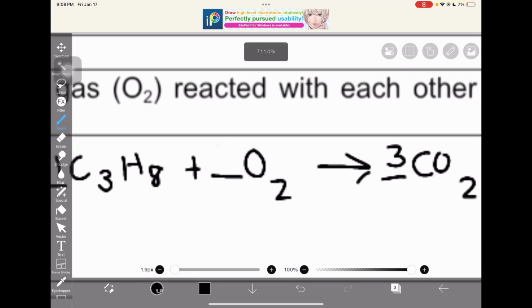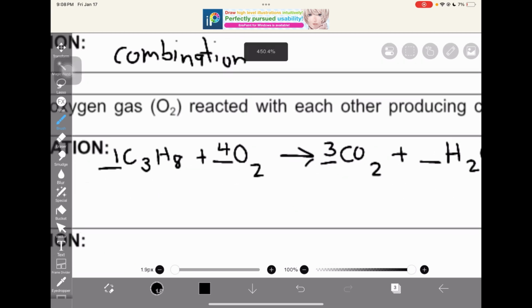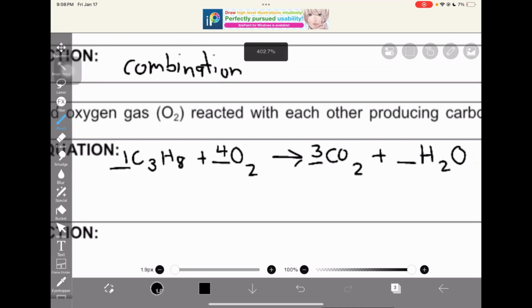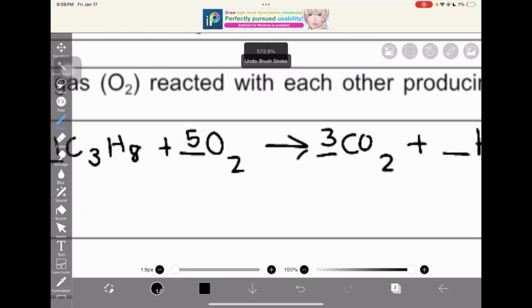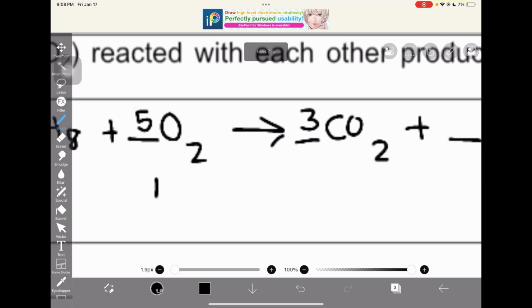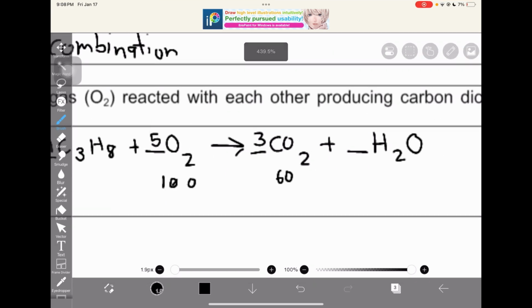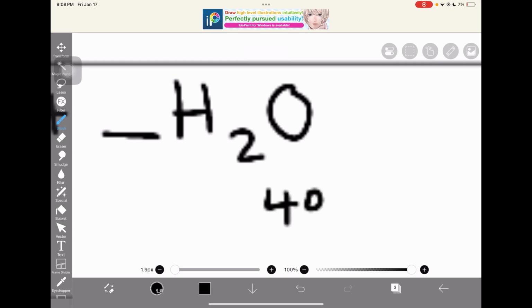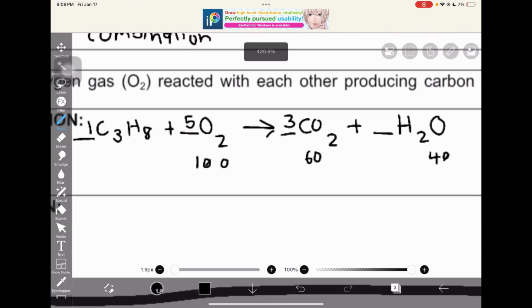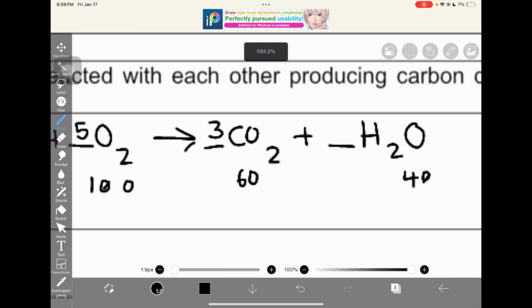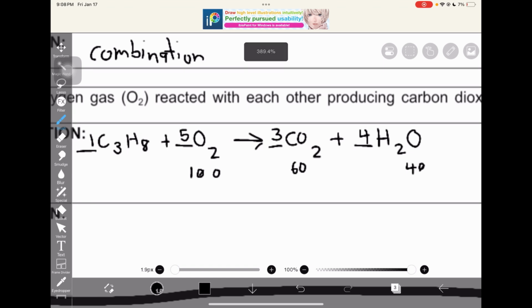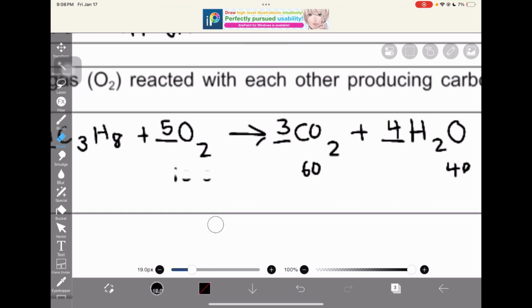So let's try using 4. No, let's try using 5. That gives us 10 oxygen. And we use 6 oxygen here. So we have 4 oxygen here. So we also have 8 hydrogens here. So after a lot of trial and error, let's check if this answer is right.